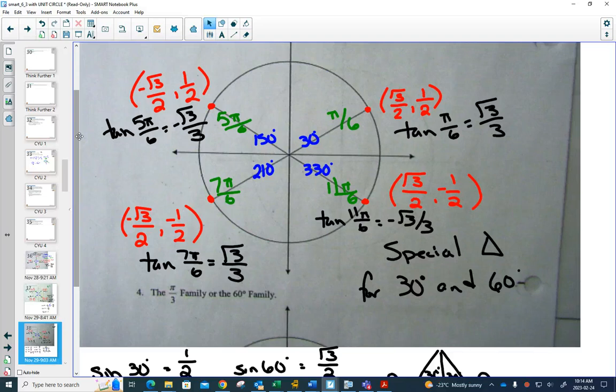Negative 1/2. So when I say negative pi over 6, that's going in the opposite direction. It has that same reference angle. It's going to end and be coterminal. Remember that word coterminal? Two angles that end in the same spot. Negative pi over 6 would be coterminal with 11 pi over 6. And so the point is still here, and sine is your y-coordinate, so you get negative 1/2.